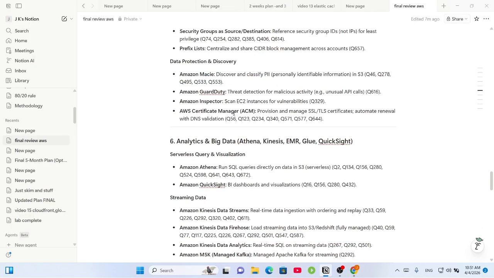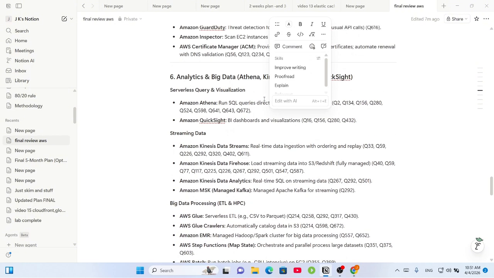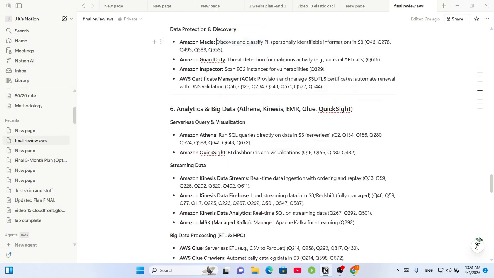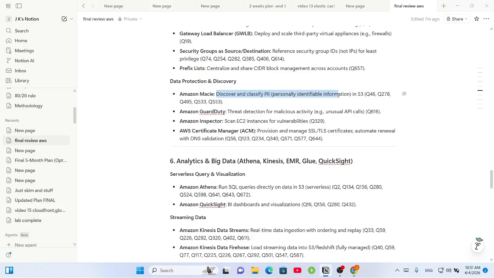And for data protection and discovery, we have Amazon Macie, which discovers and classifies personally identifiable information in S3. GuardDuty is threat detection for malicious activity.